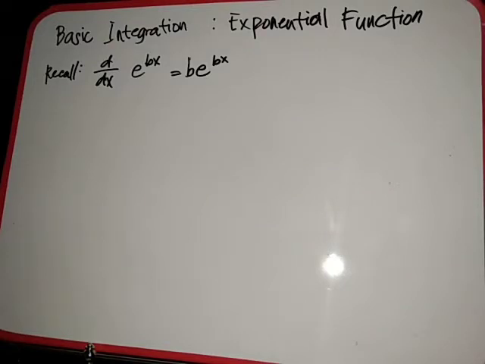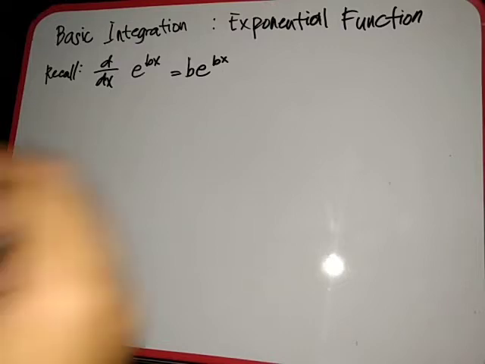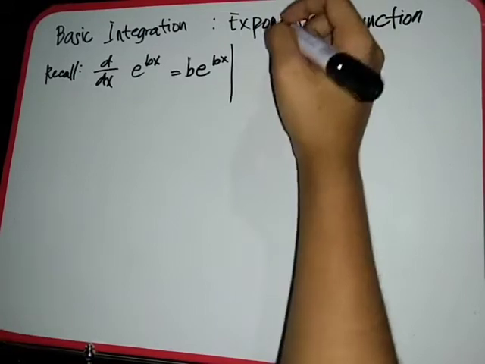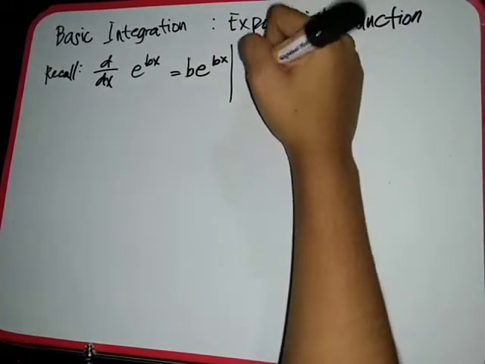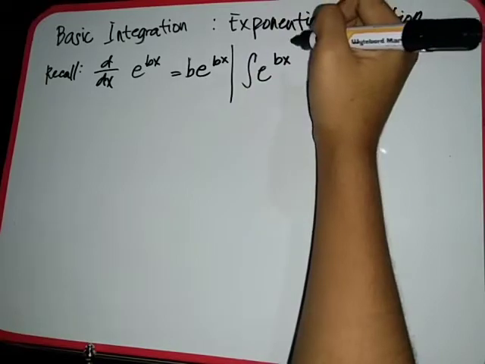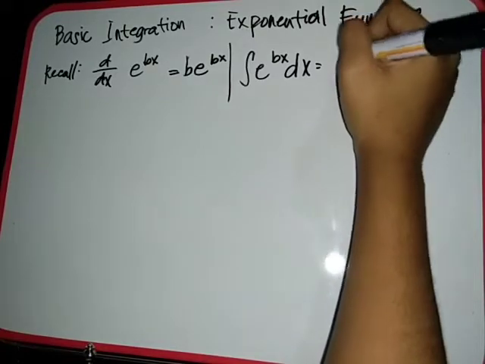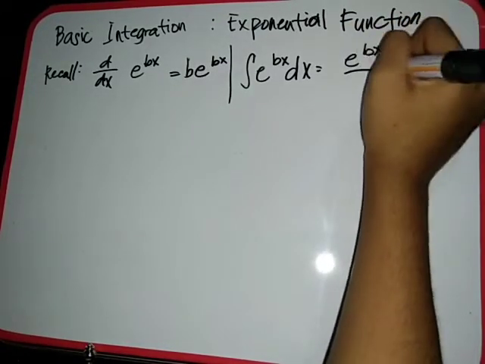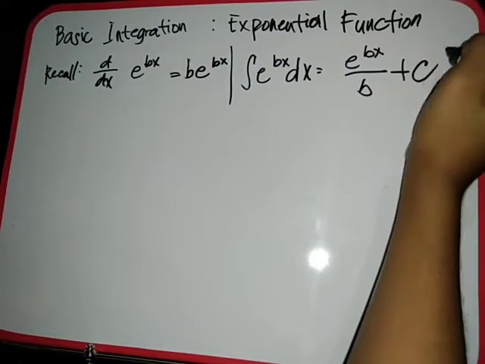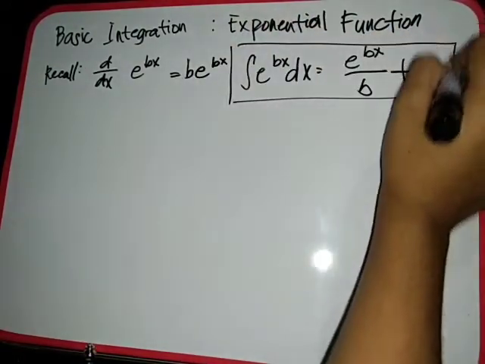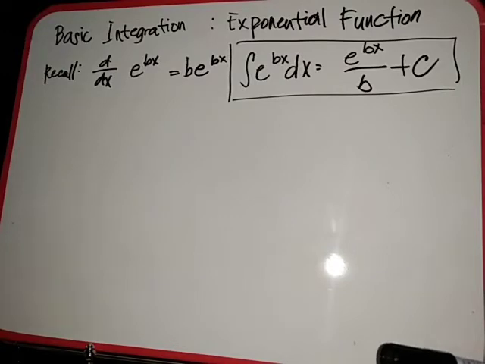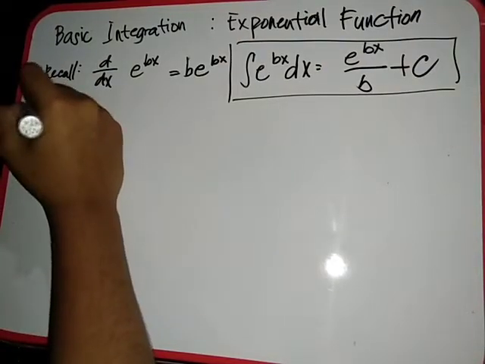So in integral calculus, the formula of exponential function is the integral of e raised to bx dx is equal to e raised to bx over b plus c. So this is the formula for exponential function in integrals. So we have here the example.